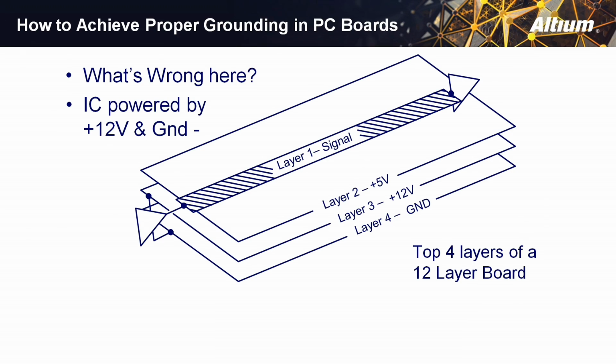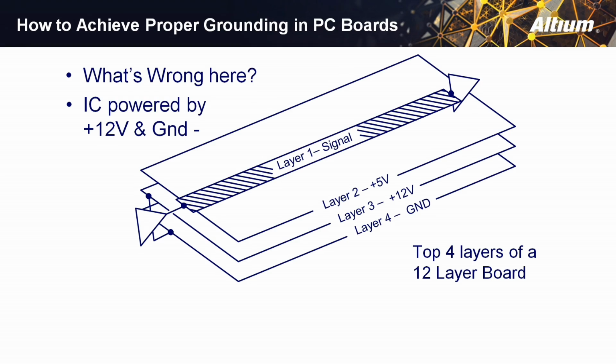You see the point and you understand the issue. Then comes the question, of course, can you use the power plane as a return path? And the answer is yes, if it's the power that generated the signal. In other words, this was a 12-volt signal.